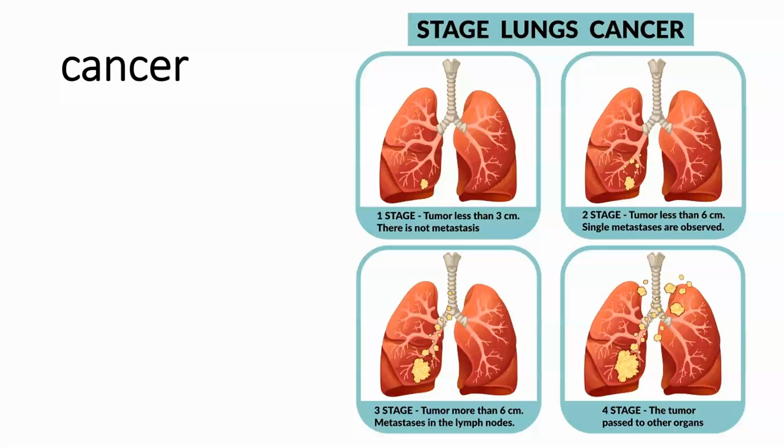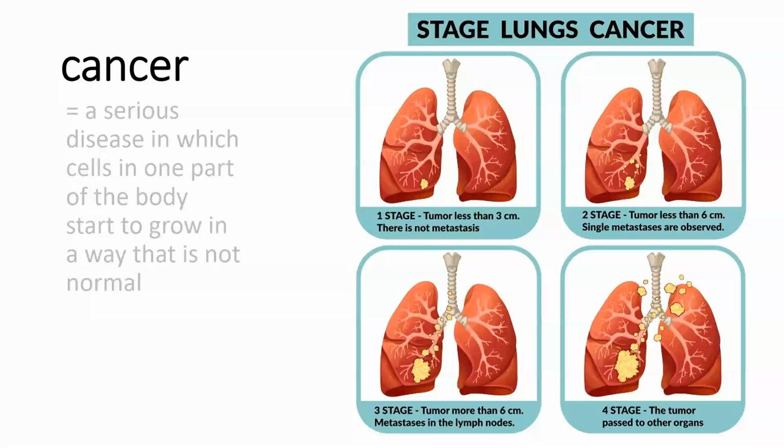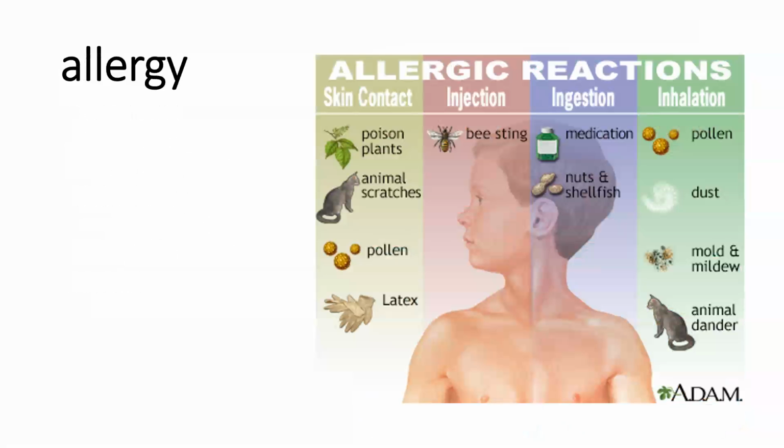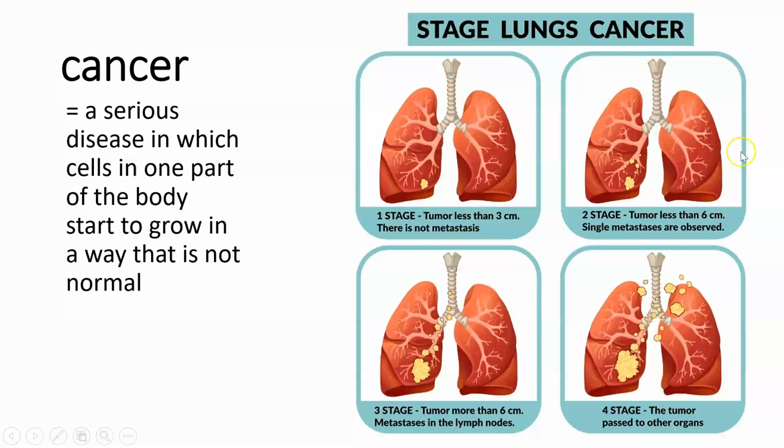The next one, cancer. Now this is super famous. Pretty much everybody knows what cancer is. This is a serious disease in which cells in one part of the body start to grow in a way that is not normal. So you can see usually there's a little tumor and it grows and gets bigger, it grows and gets bigger, and sometimes if it grows enough it can move to other parts of the body. That is cancer.